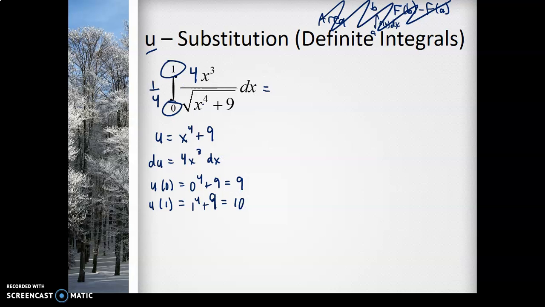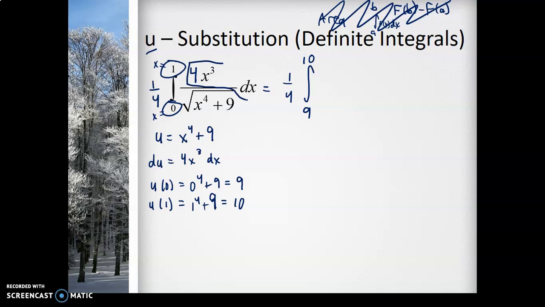So instead of this original problem, we're going to rewrite it as 1/4 times the integral. We're not going from 0 to 1 anymore because that was when we were dealing with x's. X was going from 0 to 1. But now we're talking about u. And u is going from 9 to 10. Because when I plugged in x as 0, I got that u was equal to 9. When I plugged in x as 1, I got that u was equal to 10.